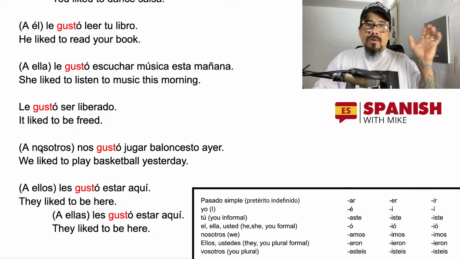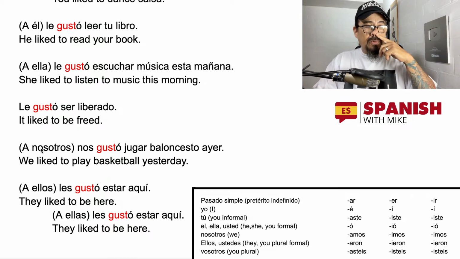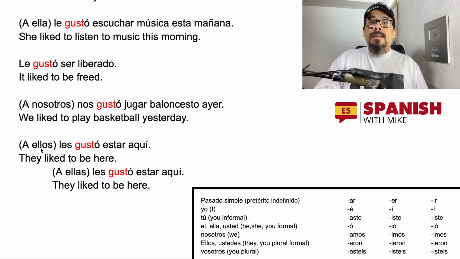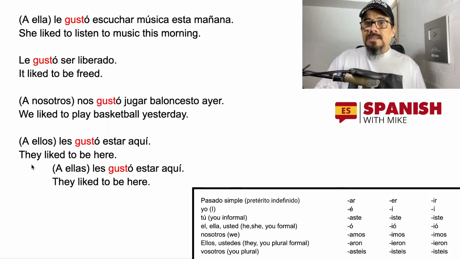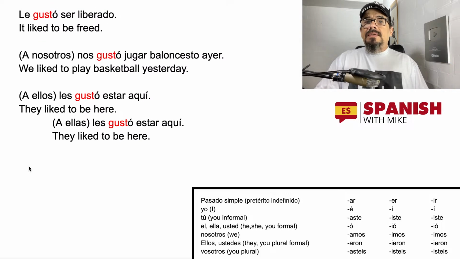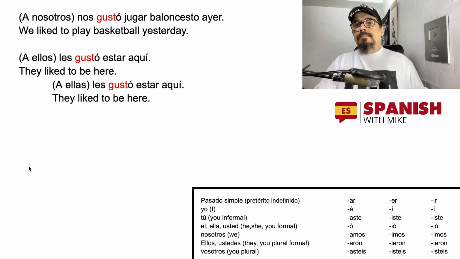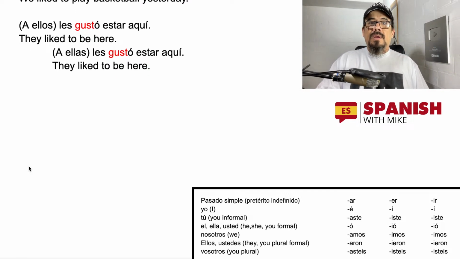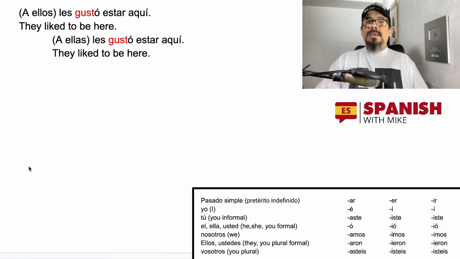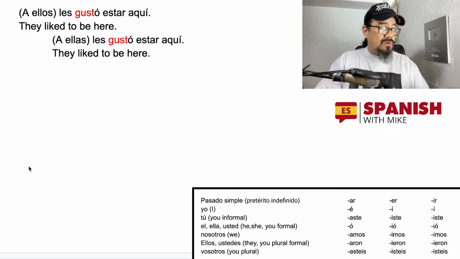Remember, I don't have to say a él, but I can say it just to be more specific. ¿Le gustó escuchar música esta mañana? A ella. She liked to listen to music this morning. ¿Le gustó ser liberado? It liked to be freed. ¿Nos gustó jugar baloncesto ayer? We liked to play basketball yesterday. A nosotros. ¿Les gustó estar aquí? They liked to be here. A ellos, male. A ellas, female. It's the same. Les gustó. Both a ellos or a ellas.